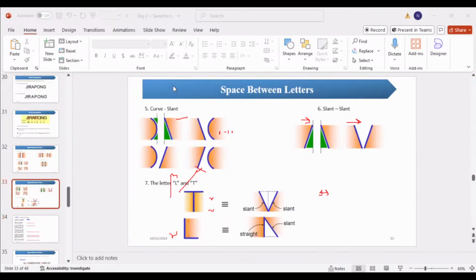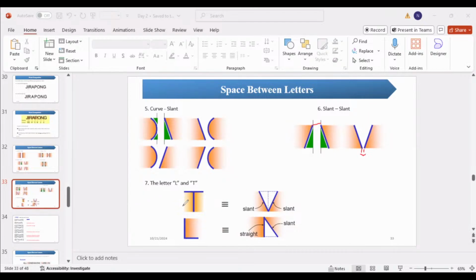Then the curve to slant. Again, the shortest distance between the curve and the slant is taken as the spacing. Here also you have to draw this one, and this is the spacing. Then slant to slant. Between the two, here also the shortest distance is taken. So the shortest distance is always taken as the space.